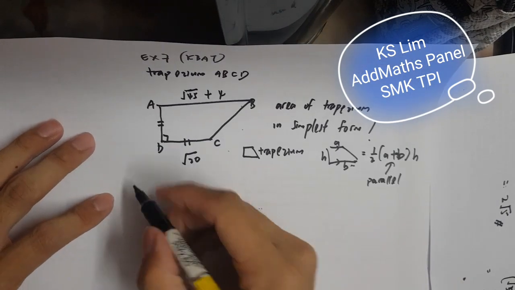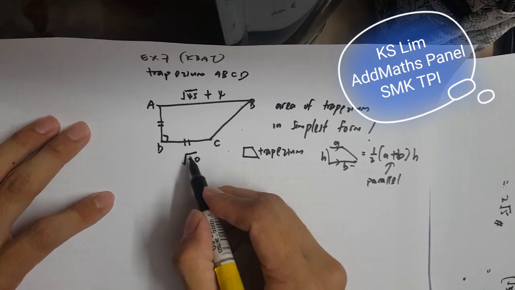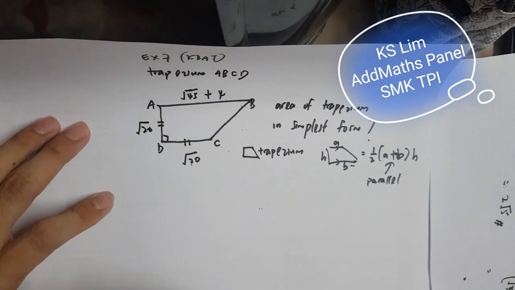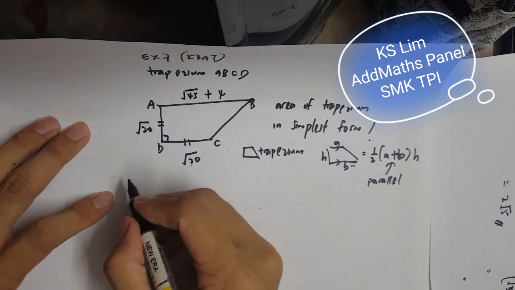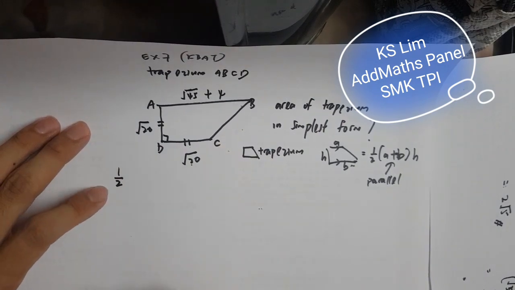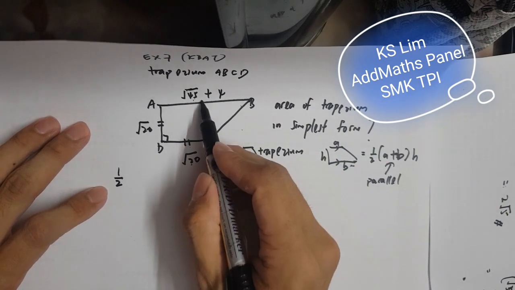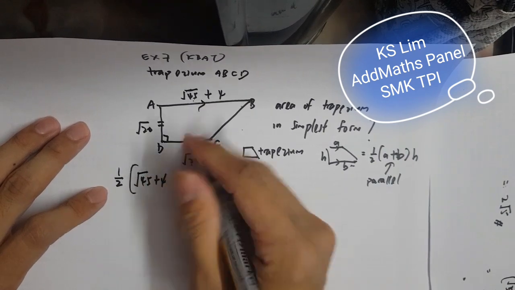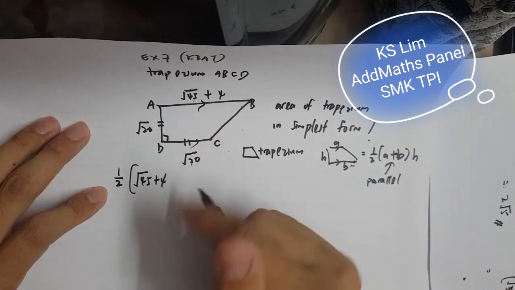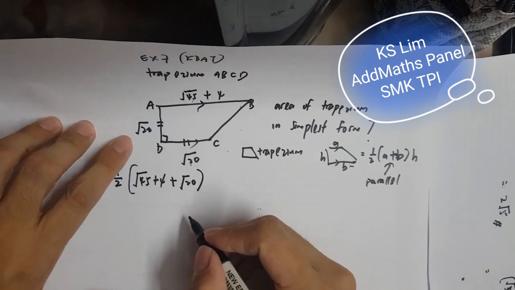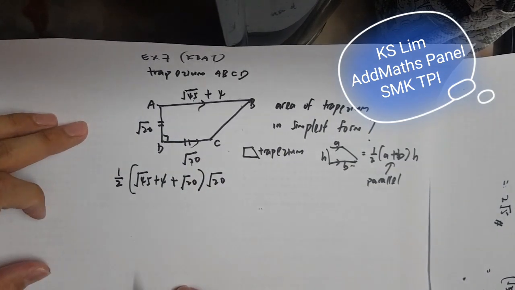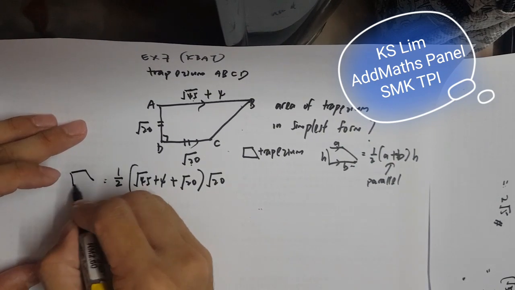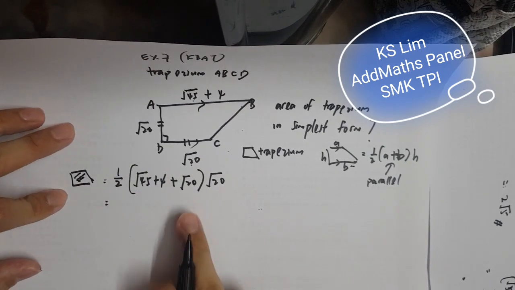So you do the same thing. This one is square root 20, right? And this one equals this one, so AD is also equal to square root 20. So now 1 over 2, A plus B, which are parallel to each other. So you have to add this one plus this one, and square root 20. 1 over 2, A plus B, H. The area equals this one.